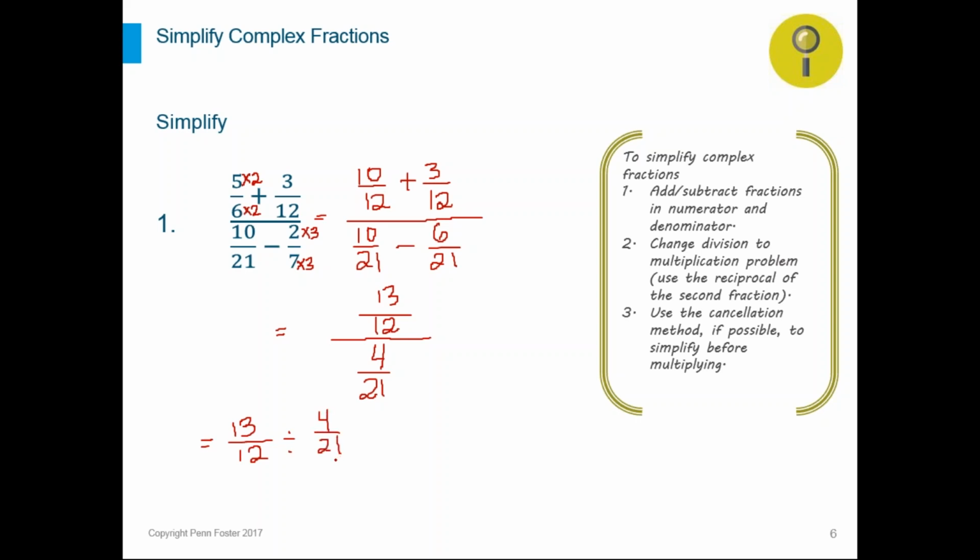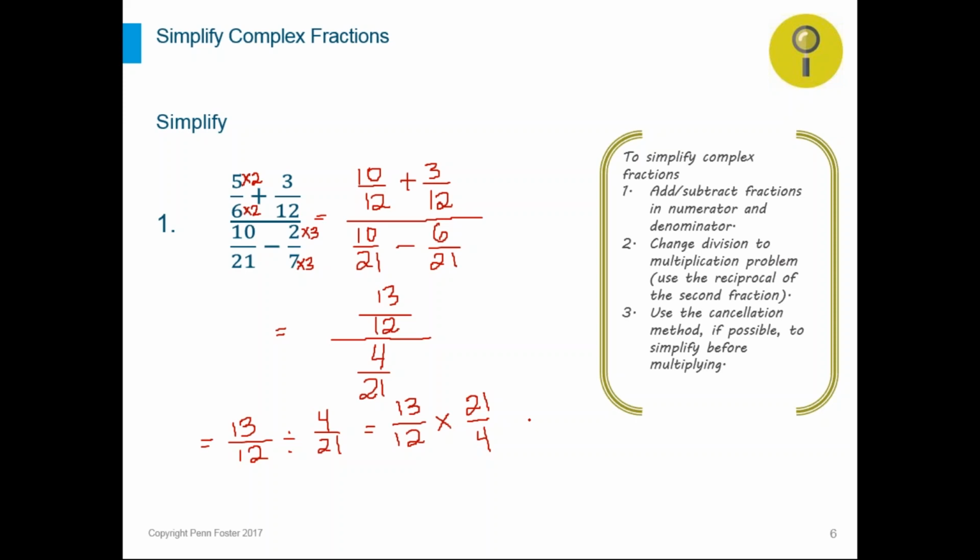If you go back to our basic math units, we learned that dividing fractions is the same as multiplying the reciprocal of the second fraction, meaning that I am able to evaluate or simplify this problem by writing it as 13 over 12 times the reciprocal, which is just the flip of the second fraction, 21 over 4. That's it. And from here, we're able to multiply. So again, multiplying the reciprocal is the same as dividing over the original fraction.